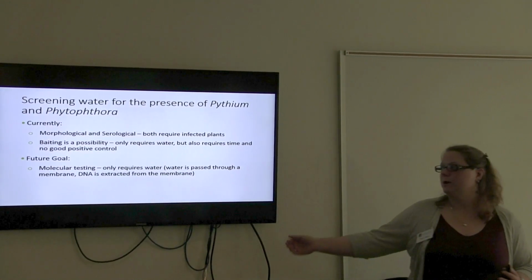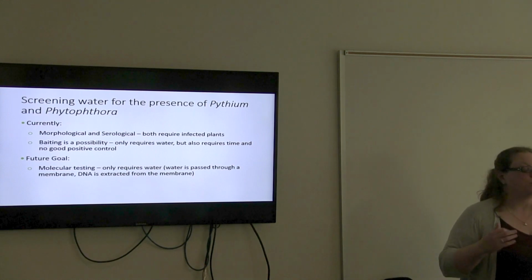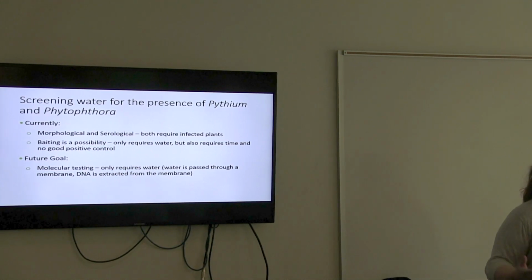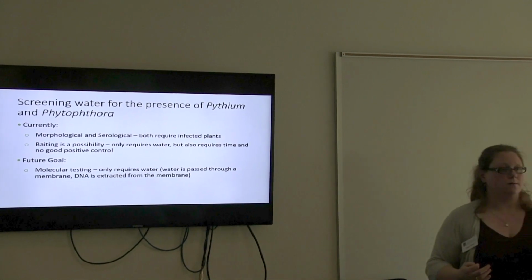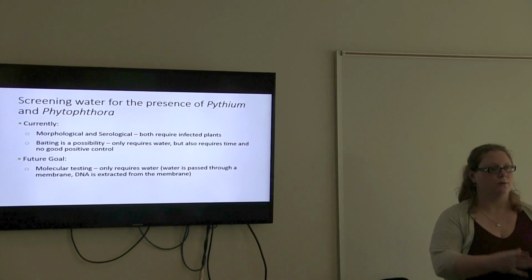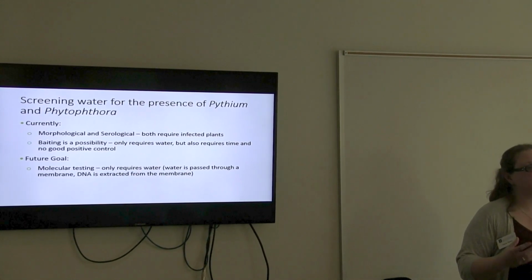What we're hoping to move toward is this molecular testing that, again, would only require the water, so we'd only have to get a water sample. This is something that was already discussed in terms of filtering the water through a membrane and then doing a DNA extraction on that membrane.